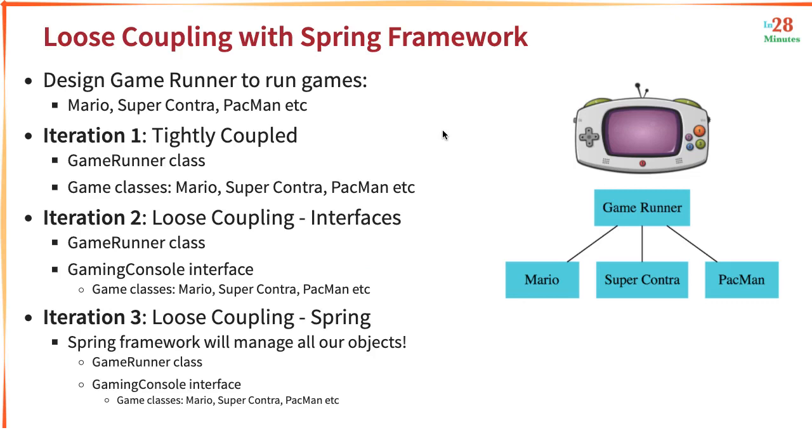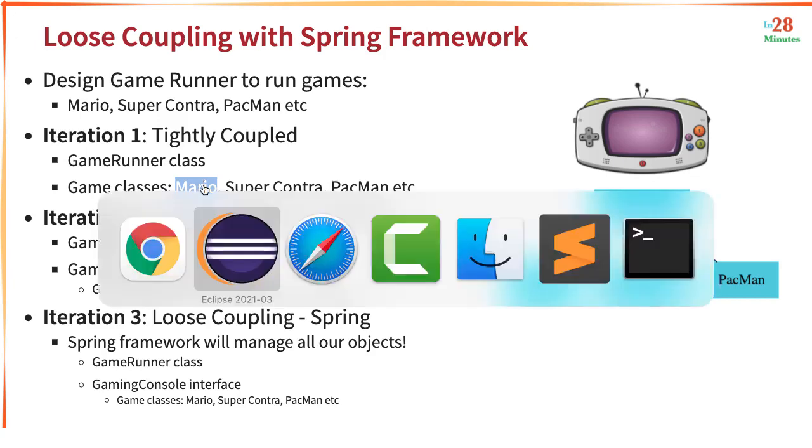Welcome back. It's time for iteration 1. What we want to do is to build a game runner class and create a few game classes and run them using game runner. In this step, let's focus on building game runner class and the Mario class. We want to create a Mario game and we want to run it using game runner. Let's see how we would do that in a typical Java way.